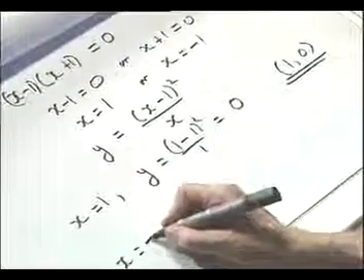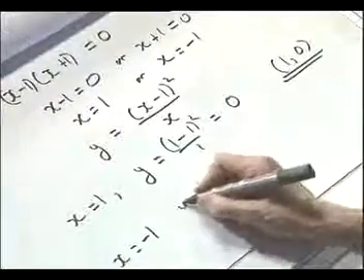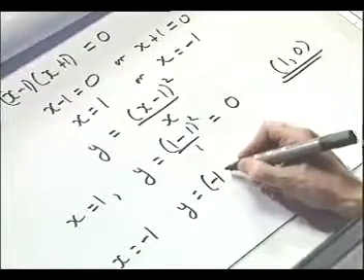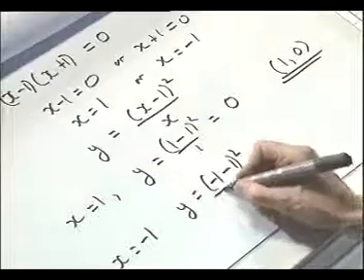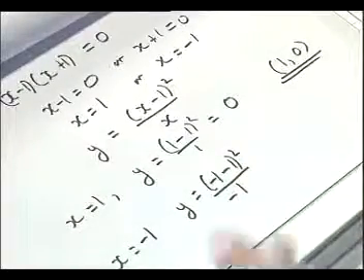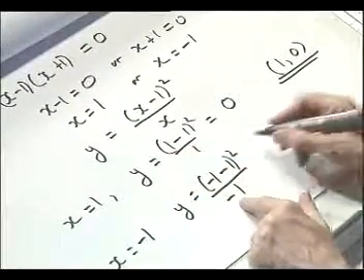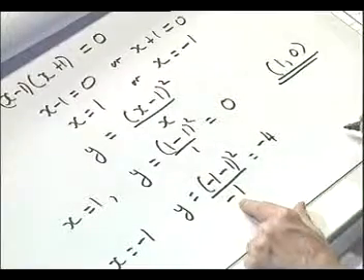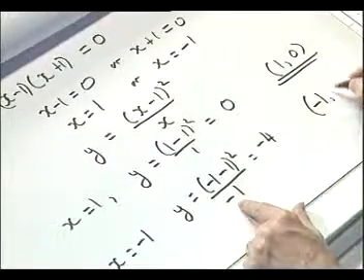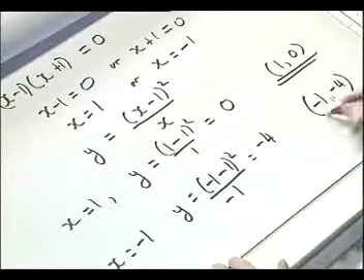Now let's do x equals minus 1. And y is equal to (minus 1 minus 1) all squared all over minus 1. Minus 1 minus 1 is minus 2, and we square it, so that's 4, but we divide by minus 1, so that is minus 4. So our other point is (minus 1, minus 4). So we've got 2 stationary points, and we need to find out, are they turning points, and if they are turning points, are they maxima or minima?